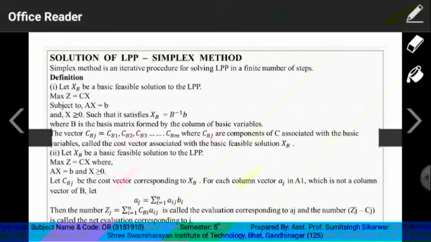Then the number of feasible solution is given by Zj, which is equal to summation from i to m of the product Cbi into Aij, which is called the evaluation corresponding to the Aj column, and the number Zj minus Cj is called the net evaluation corresponding to j.